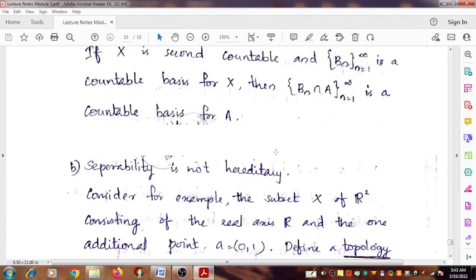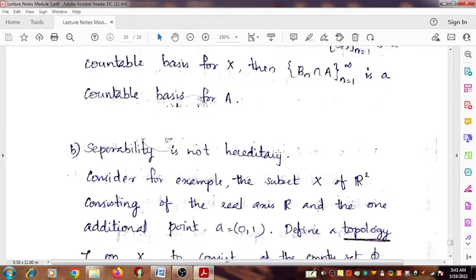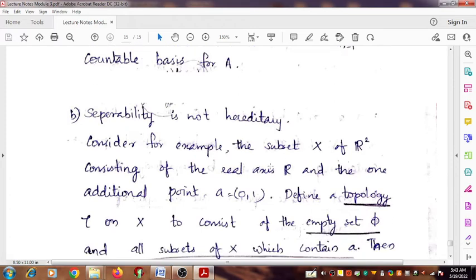Next, we will show that a property is not a hereditary property. That property is separability. Separability in the case of topological spaces is not hereditary. I repeat, separability is not a hereditary property, and what does it mean? There can exist a topological space X that is separable, but at the same time has a subspace which is not separable.